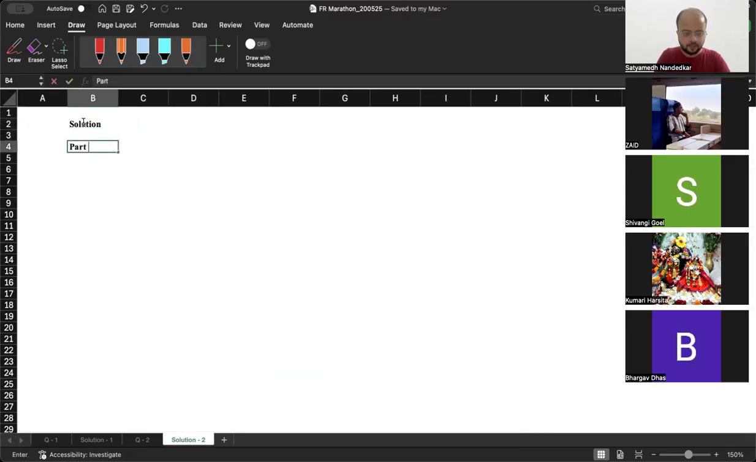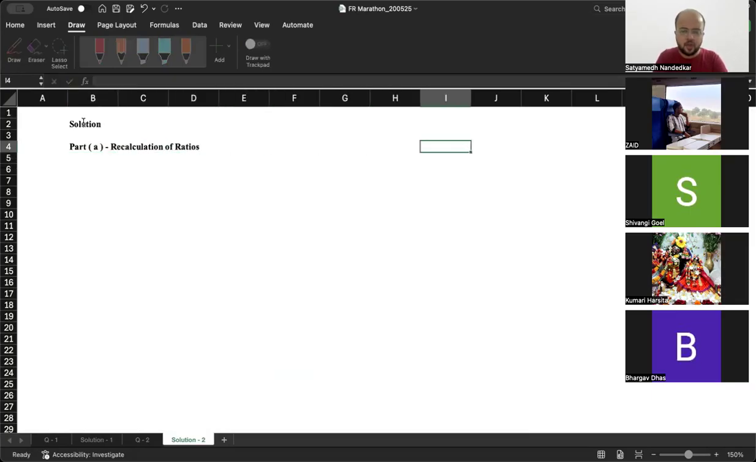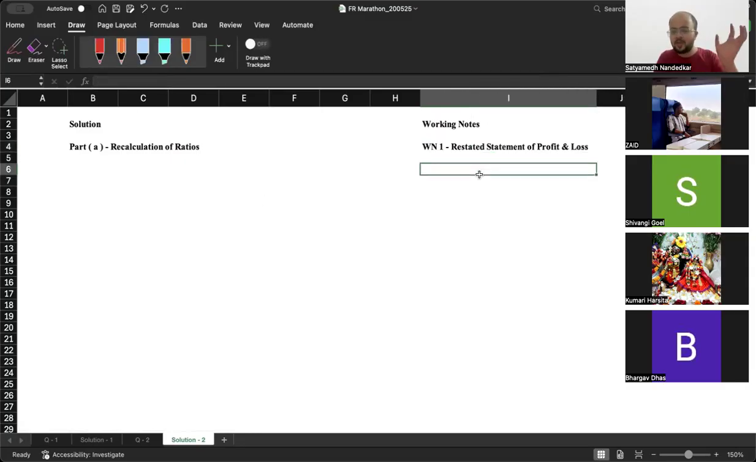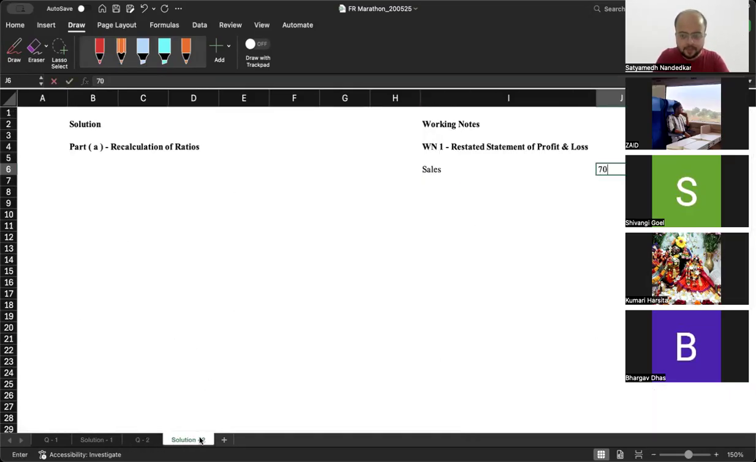Part A is recalculation of ratios. Working note 1 में what I'm going to do is I'm going to make my restated statement of profit and loss. ठीक है, जो existing profit and loss account है उसमें after you make whatever corrections they are talking about or whatever updates they are talking about उसका impact क्या होगा. Right now my sales are 70,000 less cost of sales. Now pay attention.